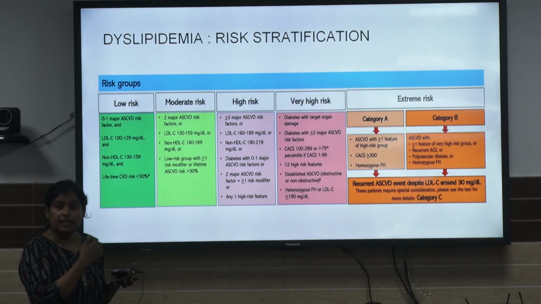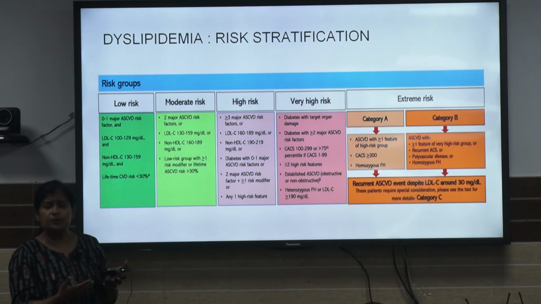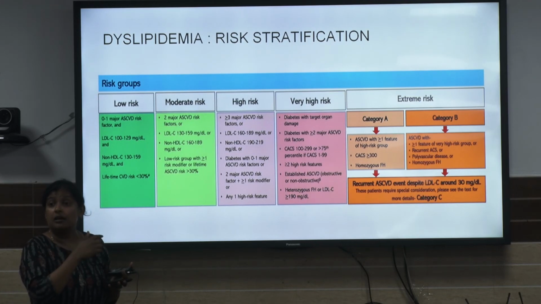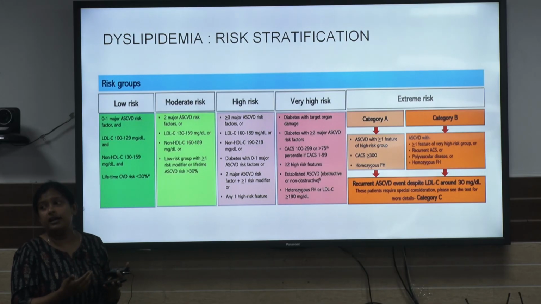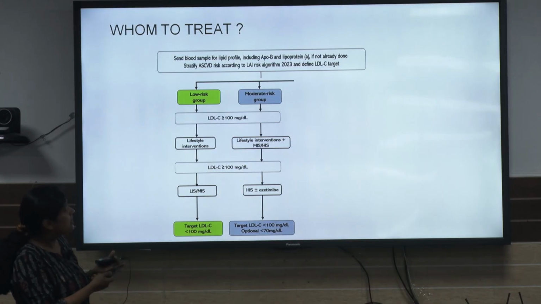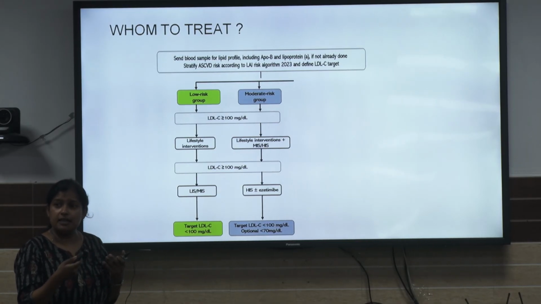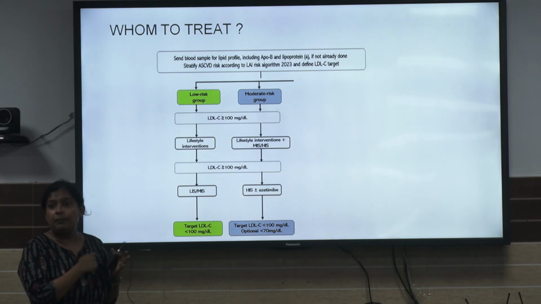And in category C, the newer Lipid Association guidelines say that you lower down the LDL to 10, up to 10 to 15. Till now we were saying 30, but in recurrent ACVDs, we want the target to be even lower, to bring it down to 10. As I mentioned, whom to treat? You have to treat everybody depending upon the risk. Lifestyle intervention is planned for all the groups. It has to be done for everybody.